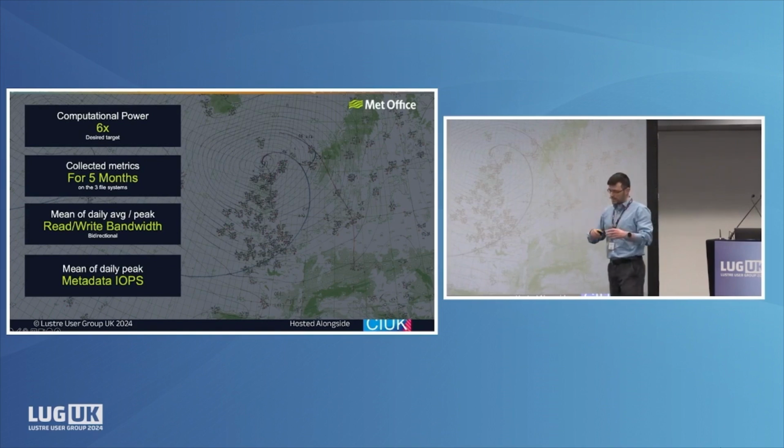we took the metrics themselves to see what we were really using. So we collected metrics for 5 months, on all the 3 file systems, and saw what we were using. And as metrics, we took the read and write bandwidth, bidirectional, as the peak, the daily peak, and the average peak. And then for these 5 months, we took the mean. And the same thing we did for the metadata, but in this case, just for the peak.